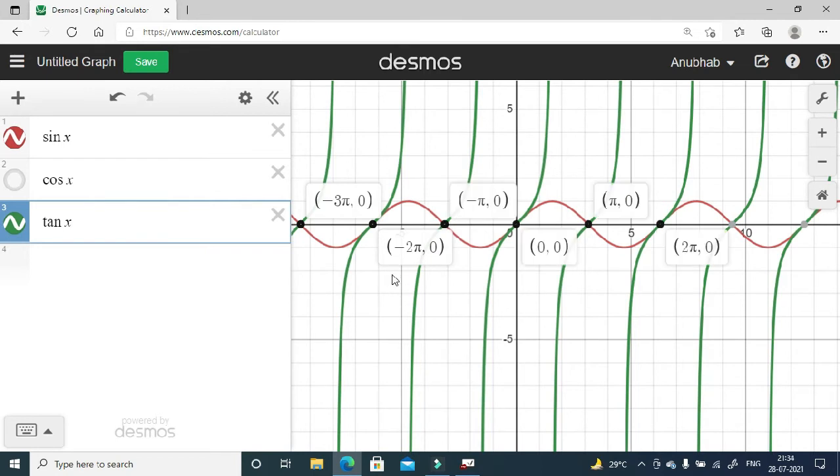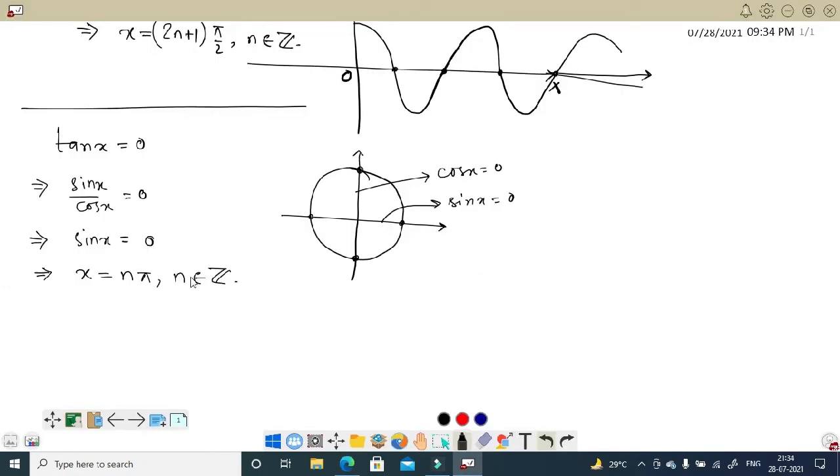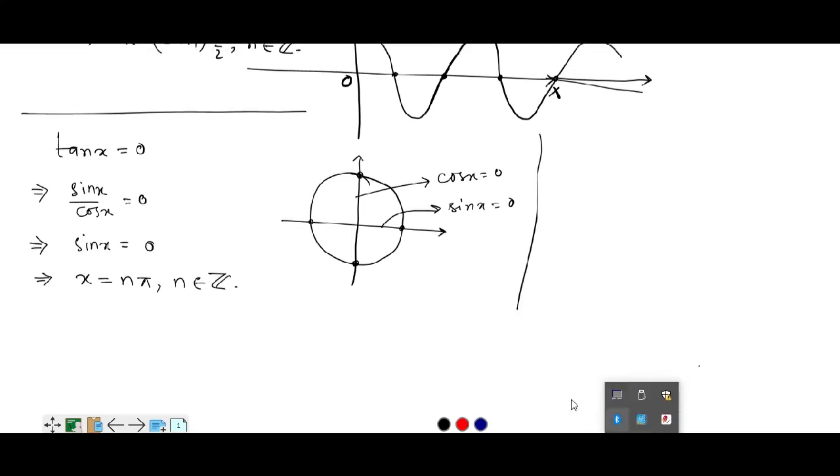So this is clear, I think, from this graph, that the solutions of sin x equal to 0 are the same set of solutions as for tan x equal to 0. So these are the three basic solutions, you can say the solutions of the three basic trigonometric equations, and with the help of these three we can solve the other equations.